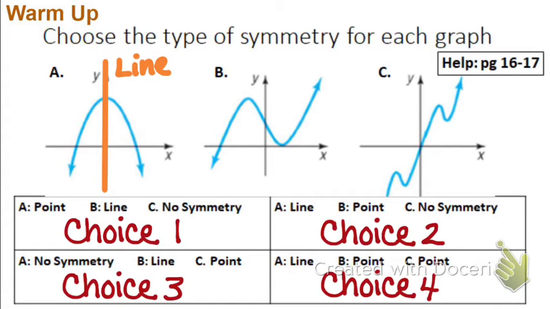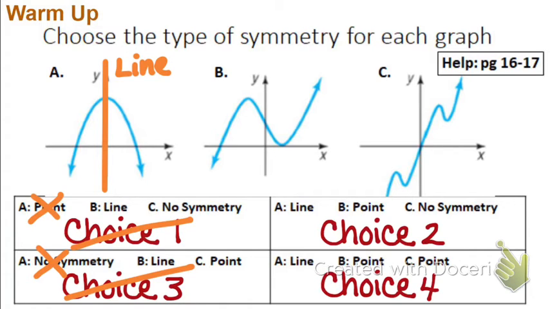So that means I can immediately get rid of which options? 1 and 3. I'm going to cross it out here so we know it's not choice 1. It has symmetry, so it's not choice 3. Okay.